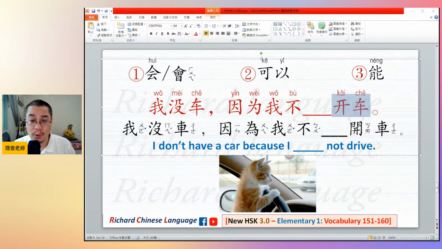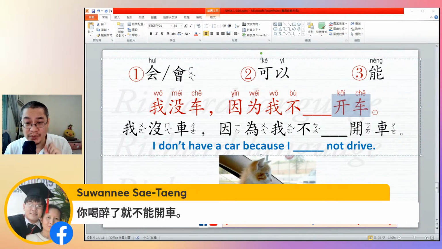Okay, 我不会开车。Yeah, 喝醉了就不能开车. When you are drunk, if you drink too much alcohol, 你不能开车. What does it mean? 你不能开车 means you know how to drive, but in this situation, you can't drive, okay? When you are drunk, don't drive.